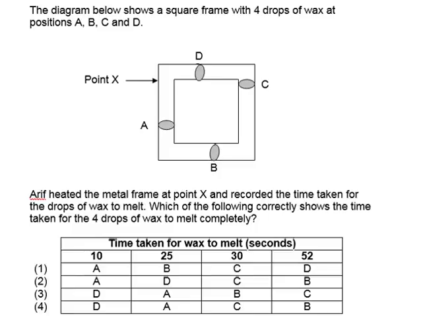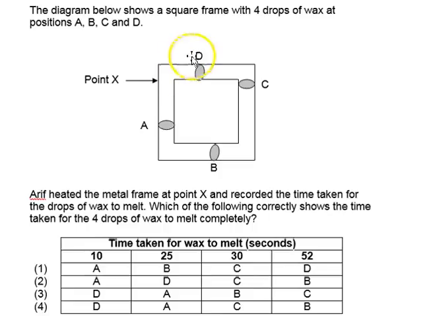The diagram below shows a square frame, and Arif heated the metal frame at point X. Now we know that if the frame is heated up here, heat will travel from here this way, and from here that way, because all this is still cold and this is warmer. So some heat will travel this way and some that way, but the nearer wax will be heated up first because the heat can travel to the nearest wax in a shorter time.